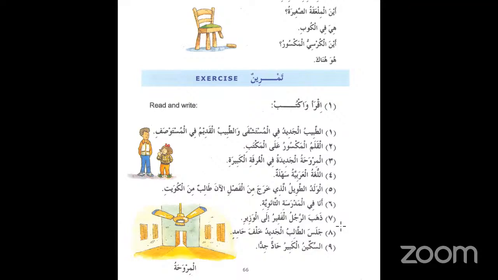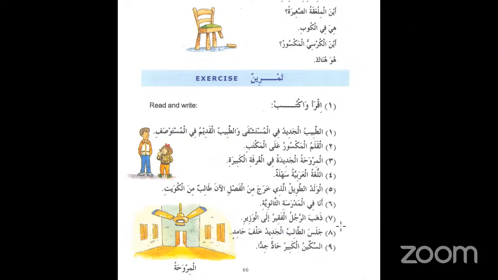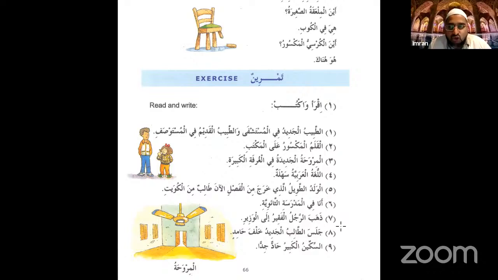Because the second part, fil mustashfa, is coming with the harf jar, and that becomes the khabar. Excellent. That is correct. And there's one more answer: because of alif lam. Yes, that's the other answer. So there are 2 reasons why al-jadidu is the adjective for at-tabibu and is part of the mubtada. At-tabibu al-jadidu, the translation is the new doctor.